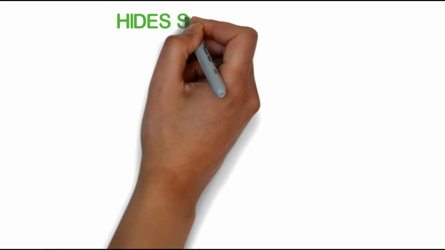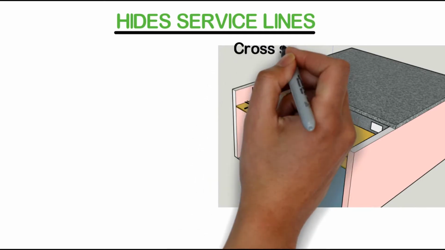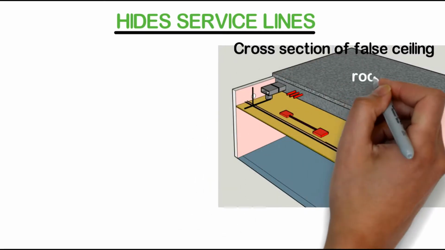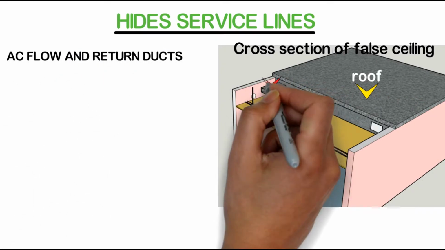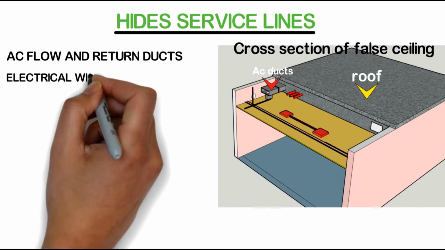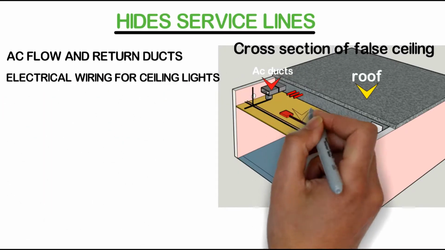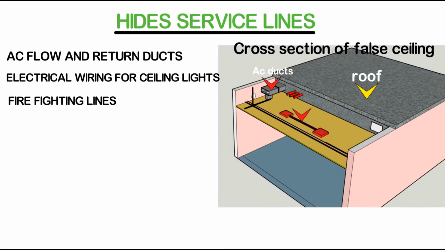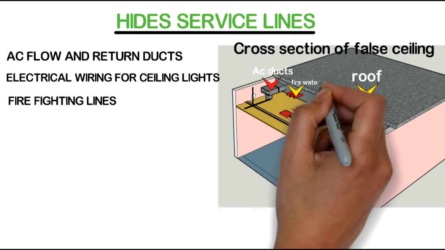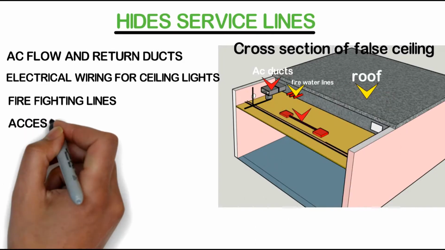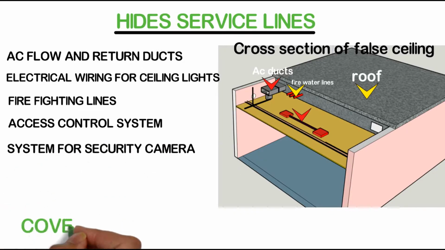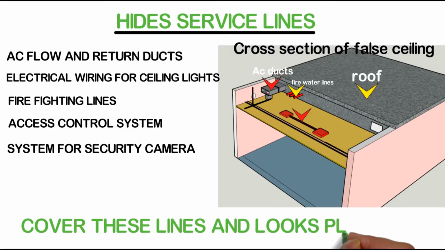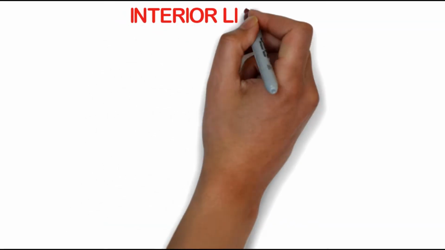Next is hiding service lines. You know that there are a lot of service lines passing through the false ceiling. This is a typical cross section of a false ceiling, and this is the roof and the other one is the ceiling. There are AC supply and return ducts for centralized air conditioning systems. Then electrical wiring is there for ceiling lights, concealed lights and all. Firefighting lines will be there, and a lot of access control systems, closed circuit cameras and cabling will be running between the gap. The false ceiling will cover these service lines and looks pleasant. The room will be looking very good.